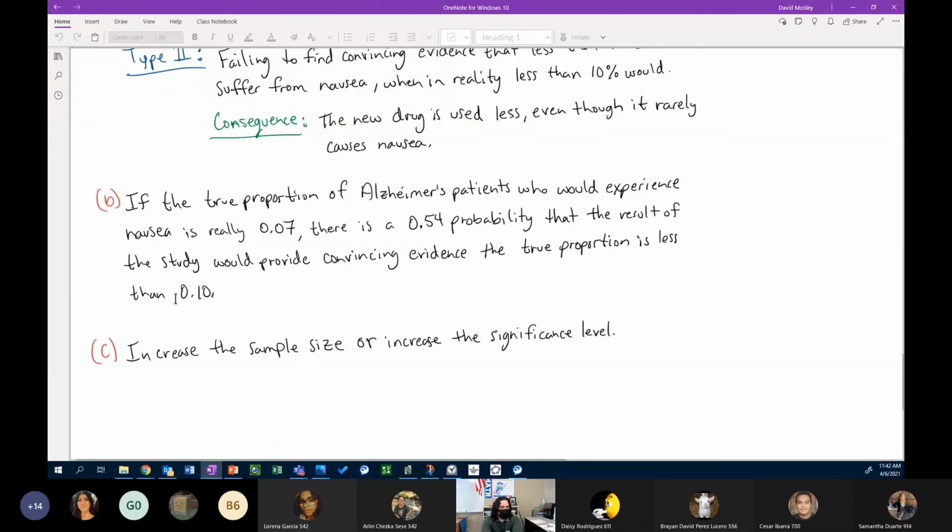Lastly, part C, we can increase the sample size or increase the significance level, right, if we're looking to increase the power in this context. Right, we can't really change the null or alternative hypothesis. It's not in our means to do that.